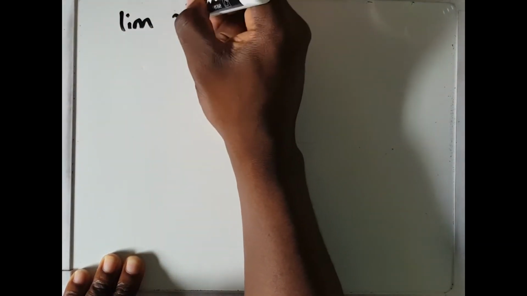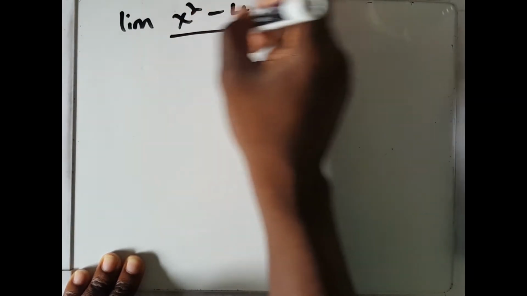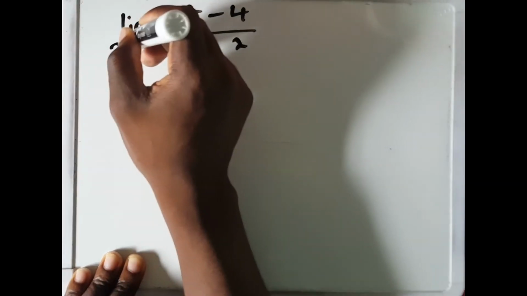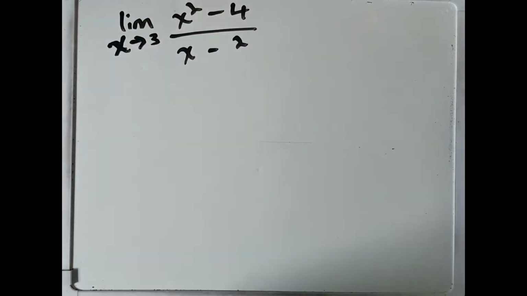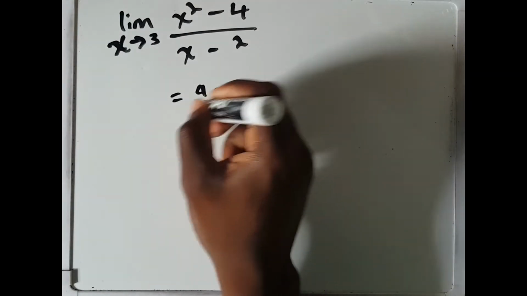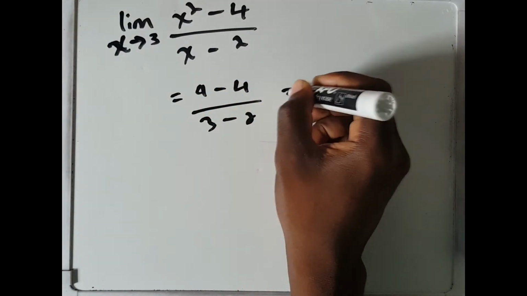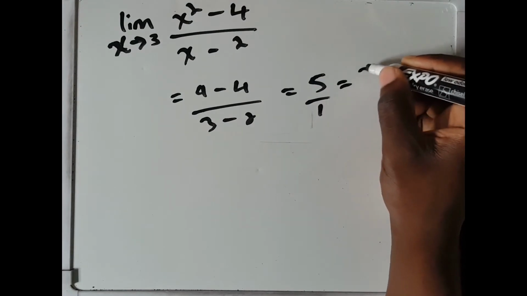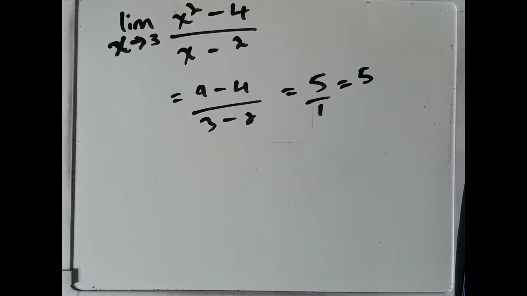The limit of x squared minus 4 over x minus 2 as x approaches 3. This would be 9 minus 4 over 3 minus 2, which would be 5 over 1. 5 over 1 would be the same thing as 5. So this is an example of something that you can directly substitute in.